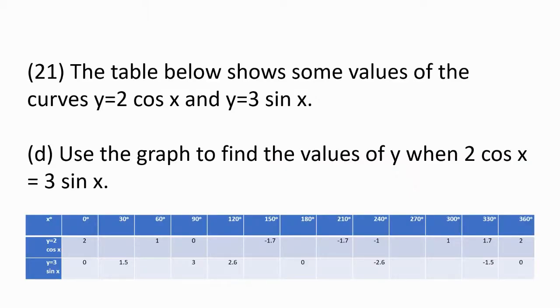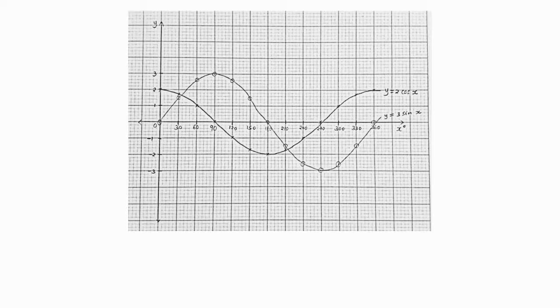Part D. Use the graph to find the values of y when 2 cos x is equal to 3 sin x. So using the graph we plotted in part B, we are supposed to read off the values of y at the points of intersection, and so the values of y are 1.7 and negative 1.7.